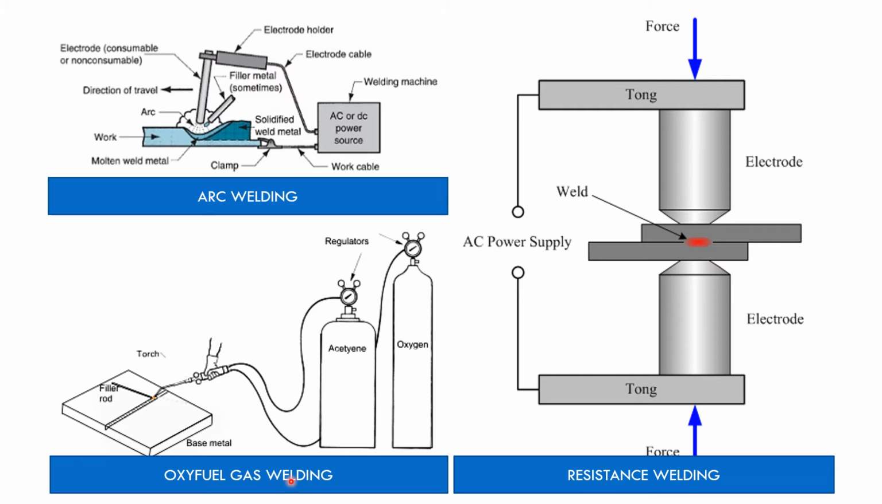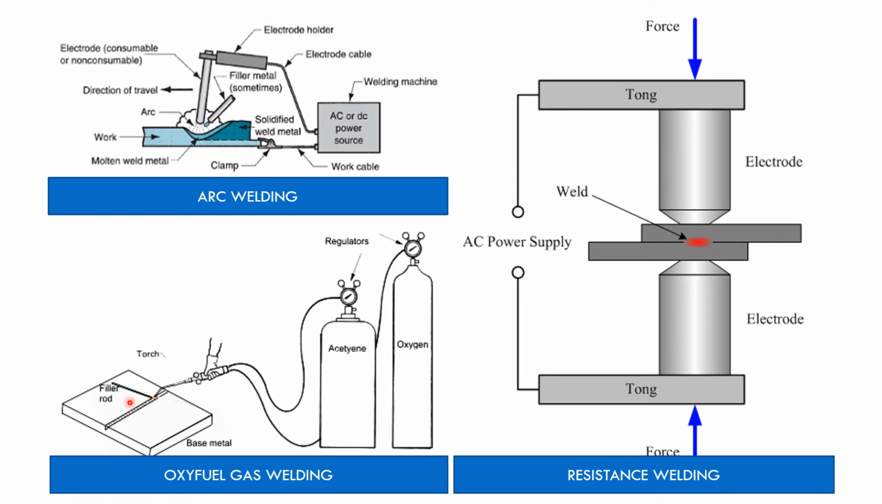Next one is oxy-fuel gas welding. If you can remember from the workshop process, this one is the gas supply. Acetylene and oxygen are usually used, two types of gas.